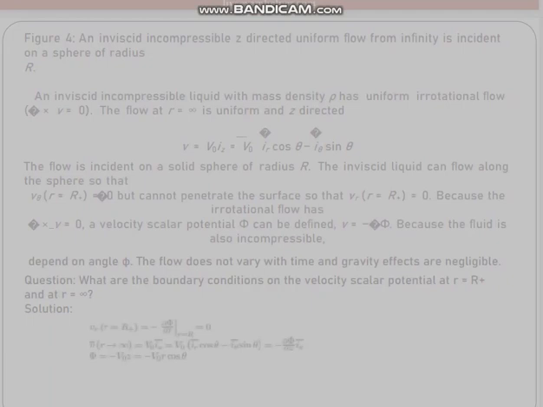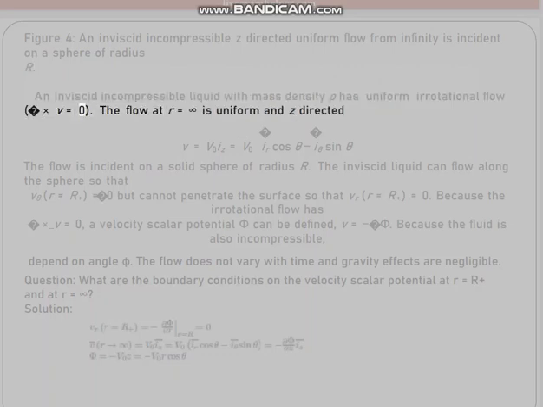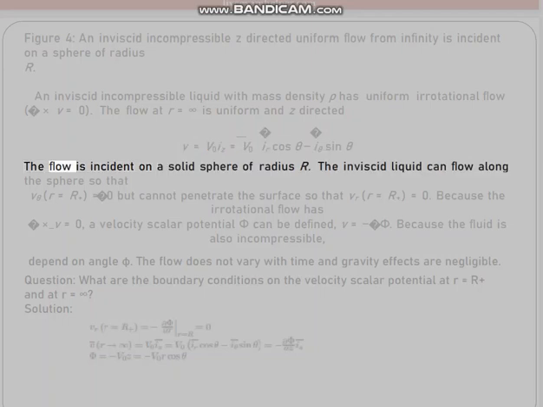Figure 4. An inviscid incompressible z-directed uniform flow from infinity is incident on a sphere of radius R. Inviscid incompressible liquid with mass density ρ has uniform irrotational flow, curl of v equals 0. The flow at r equals infinity is uniform and z-directed. v equals V0 i_z equals V0 (i_r cos theta minus i_theta sin theta). The flow is incident on a solid sphere of radius R.